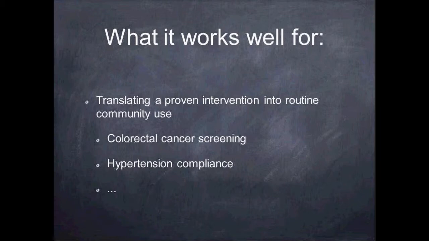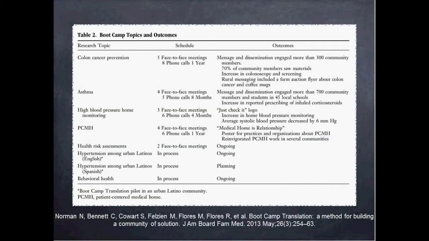Some of these issues are subtle, and we can talk about that. Just an example from this paper that was published in May in the Journal of the American Board of Family Medicine, of what topics this has been used for so far. So colorectal cancer prevention, you can see what happened. It was a year-long process, face-to-face meetings with 8 phone calls over that year. And you can see the outcome.